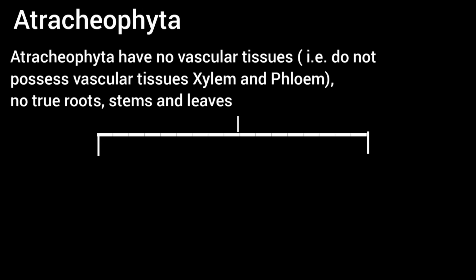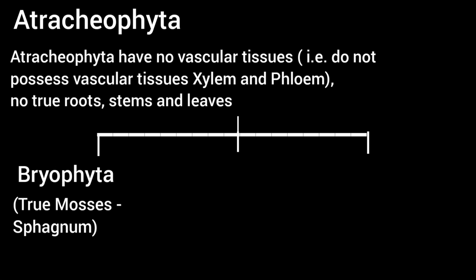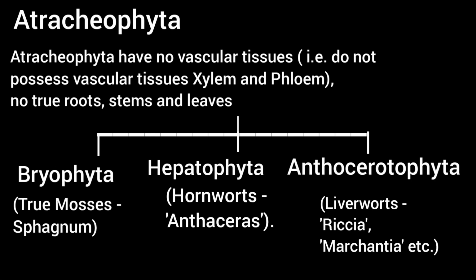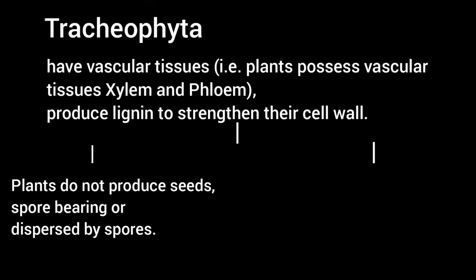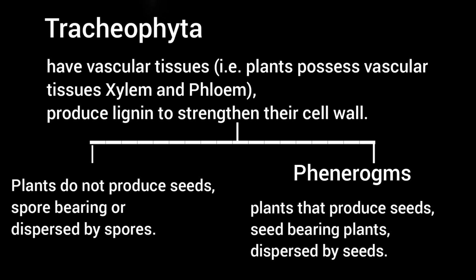Atracheophyta have no vascular tissues, that is, they do not possess xylem and phloem, and have no true roots, stems and leaves. Atracheophyta is further divided into Bryophyta, true mosses, Hepatophyta, liverworts, and Anthocerophyta, hornworts. Tracheophyta have vascular tissues, that is, plants possess xylem and phloem, and produce lignin to strengthen their cell wall.